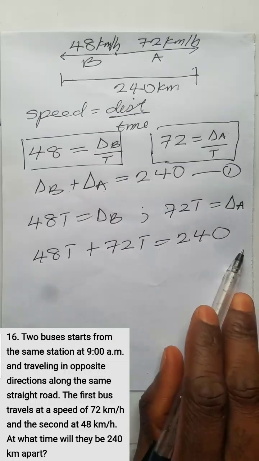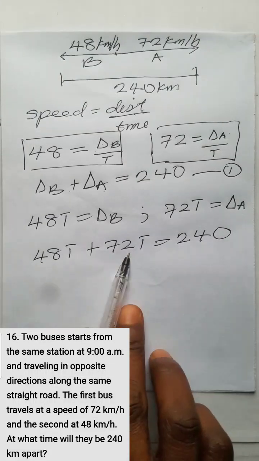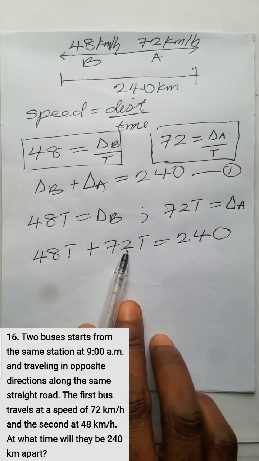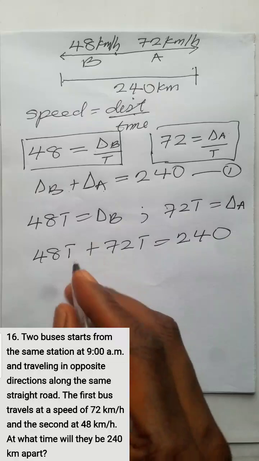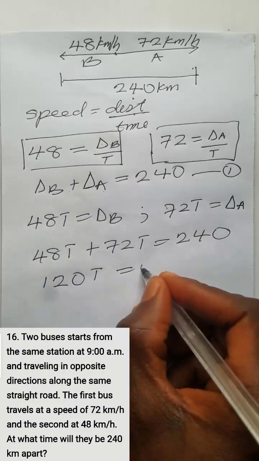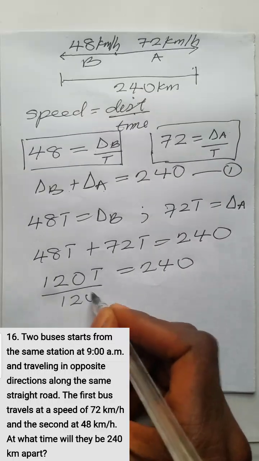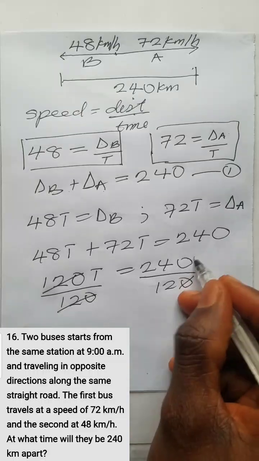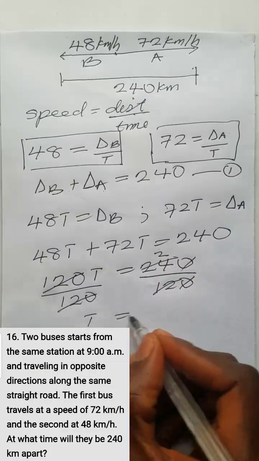You see? We found something. And we can actually add these up. So 48 plus 72, 8 plus 2 is 0, carry 1. 4 plus 7 is 11 plus that 1, 12. So that gives us 120T is equal to 240. Can divide both sides by 120. This cancels this, this cancels this, and this cancels this 2. So our T becomes 2.